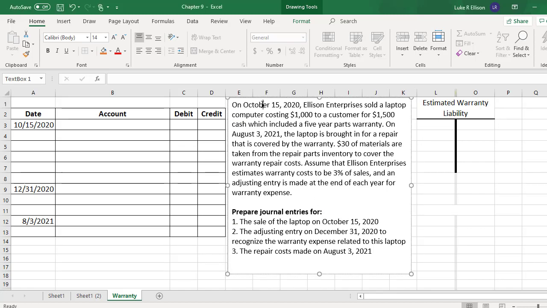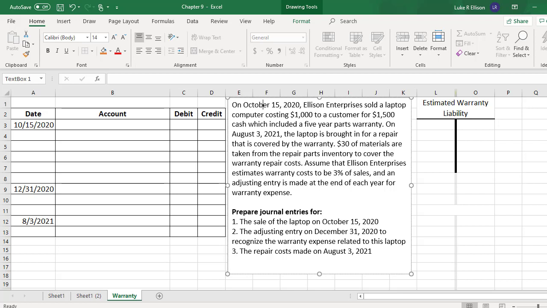The problem says, on October 15, 2020, Ellison Enterprises sold a laptop computer costing $1,000 to a customer for $1,500 cash, which included a 5-year parts warranty. On August 3, 2021, the laptop is brought in for repair that is covered by the warranty. $30 of materials are taken from their repair parts inventory to cover the warranty repair cost. Assume that Ellison Enterprises estimates warranty cost to be 3% of sales, and an adjusting entry is made at the end of each year for warranty expense.